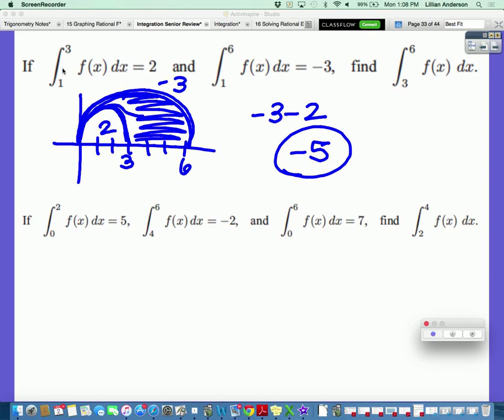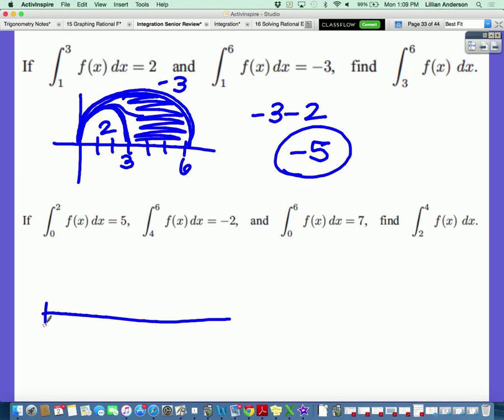For the next one, from 0 to 2, from 4 to 6, from 0 to 6. What do you guys think? How would I find from 2 to 4? Oh, you add 5. Subtract 5 and make it 2. You have 6 to 0, you have seven.